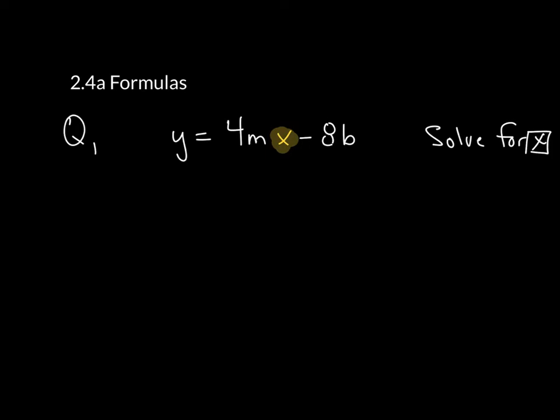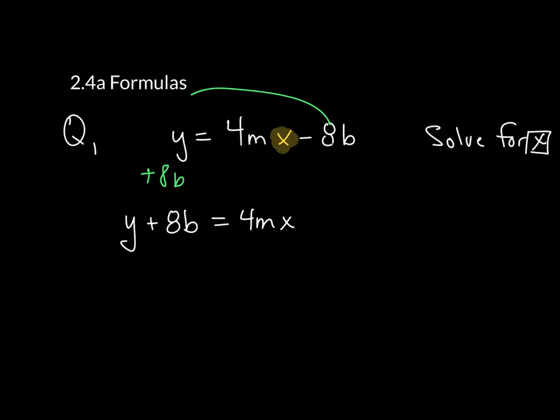So anything added or subtracted to the x, in this case that minus 8b, we're going to move over to the other side. And we're going to do that by adding 8b to both sides. So when I go through and do that, what I'm left with is y plus 8b is equal to 4mx.